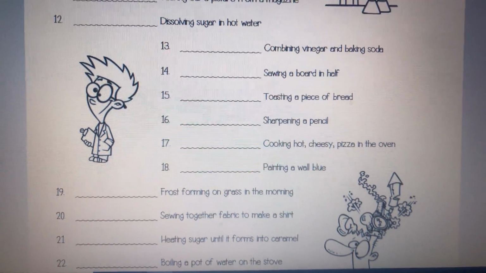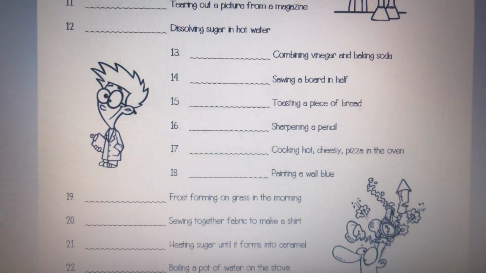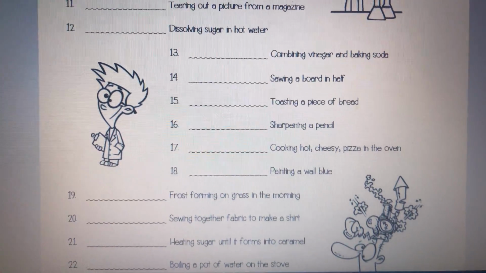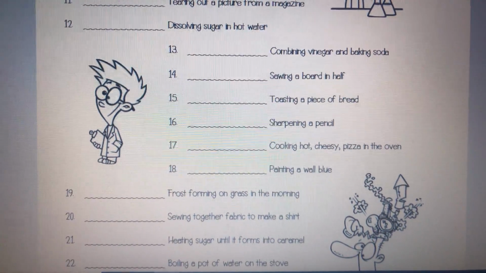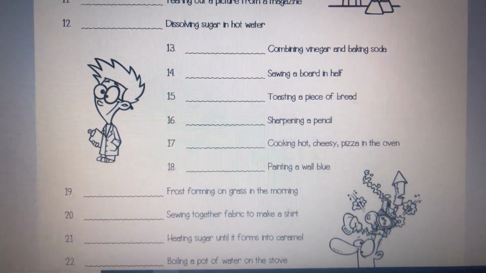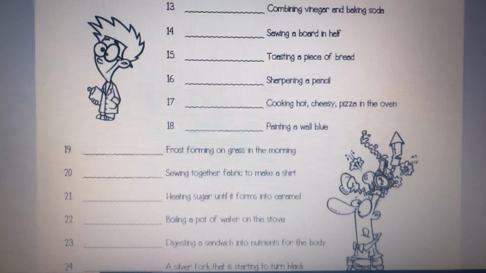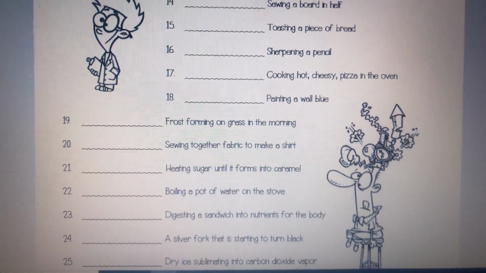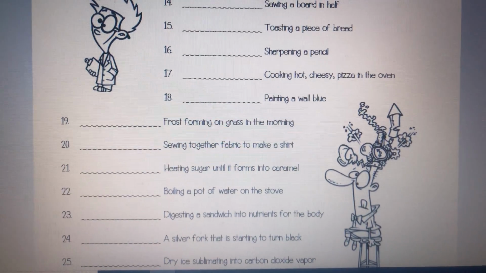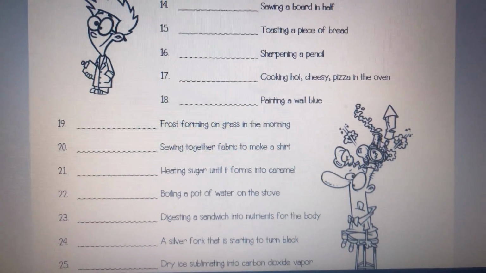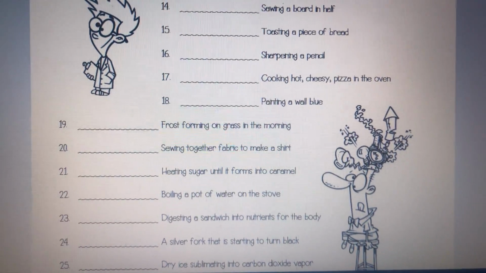Toasting a piece of bread. Oh, this is kind of like rusting iron. No, we've made something else of it. So it is now a different piece of material, a different compound. That's a chemical change. Sharpening a pencil. That's a physical change. Cooking a hot, cheesy pizza in the oven. Yeah, when you cook something, almost entirely, those things are chemically changed.